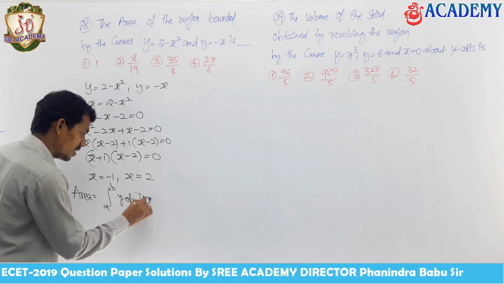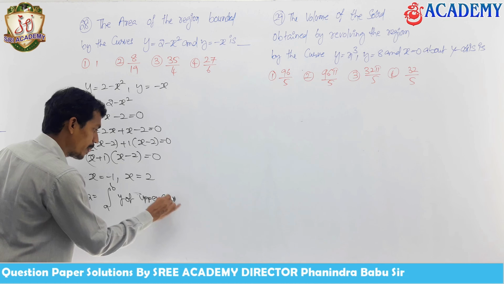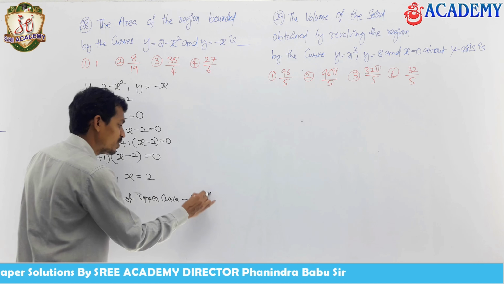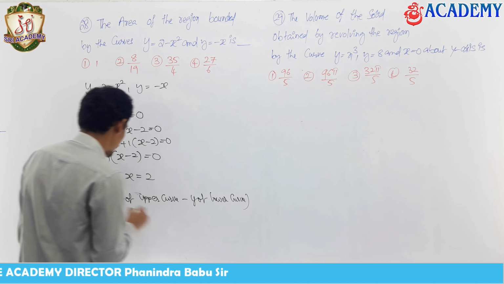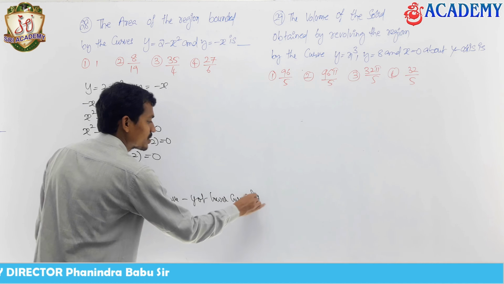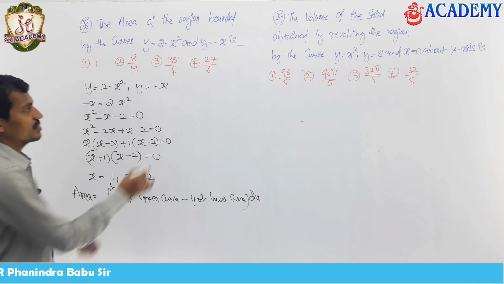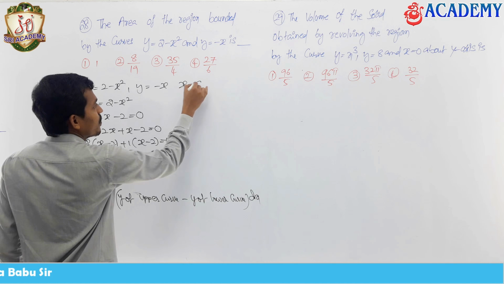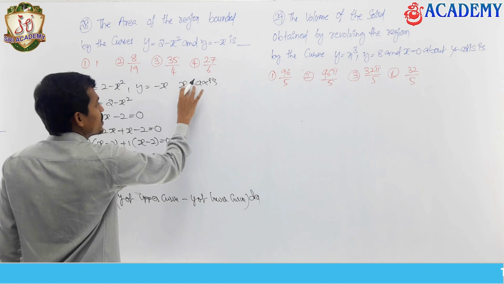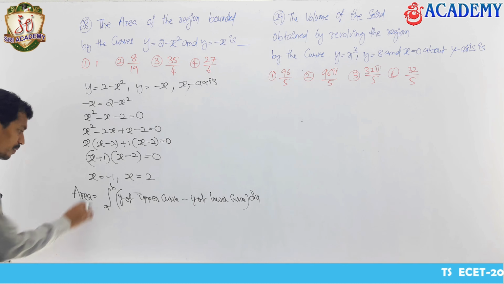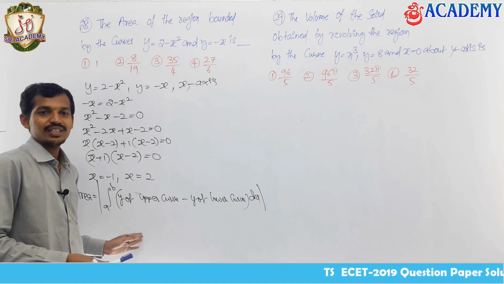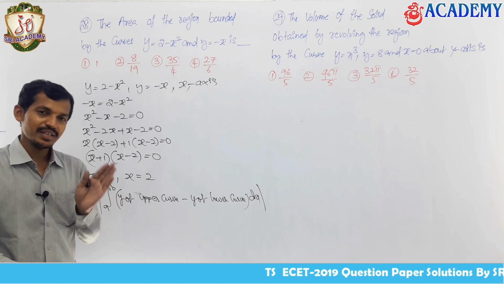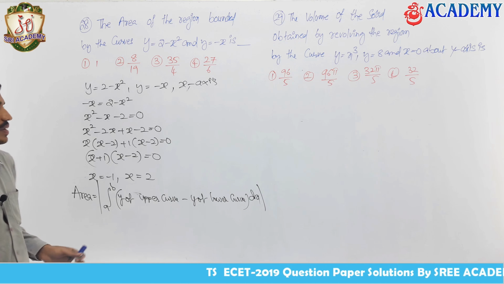Y of upper curve minus y of lower curve dx. With respect to the x axis we check y, because you get x coordinates simply. But if you take the mod, it's going to be positive. If you are not taking the mod, sometimes you will get a minus. But even if you get a minus value, you have to take the positive value.